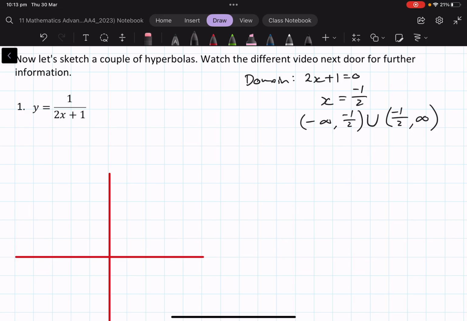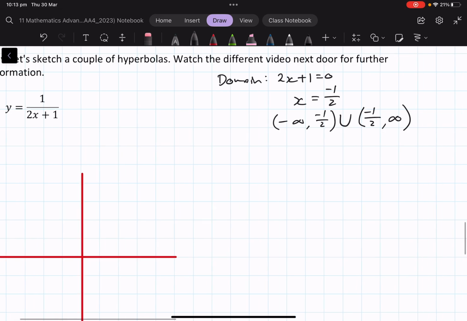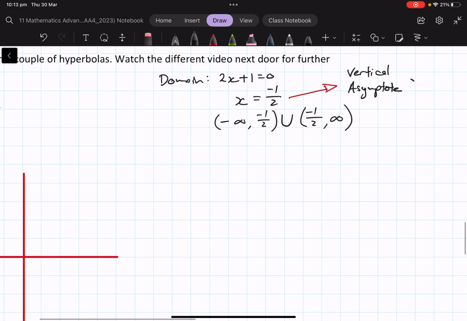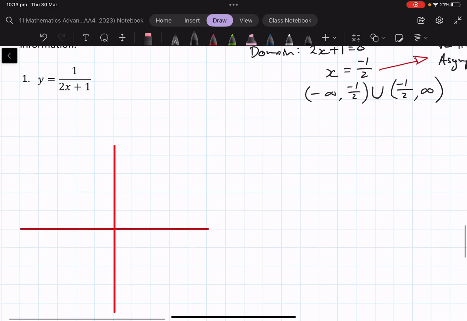So the vertical asymptote is very closely related to my domain. The vertical asymptote is x equals negative a half. Now, I've got my set of axes, so I might as well go ahead and put that in. I might use blue. I'm going to put that in as a vertical dotted line, which is how asymptotes are typically drawn: x equals negative a half.